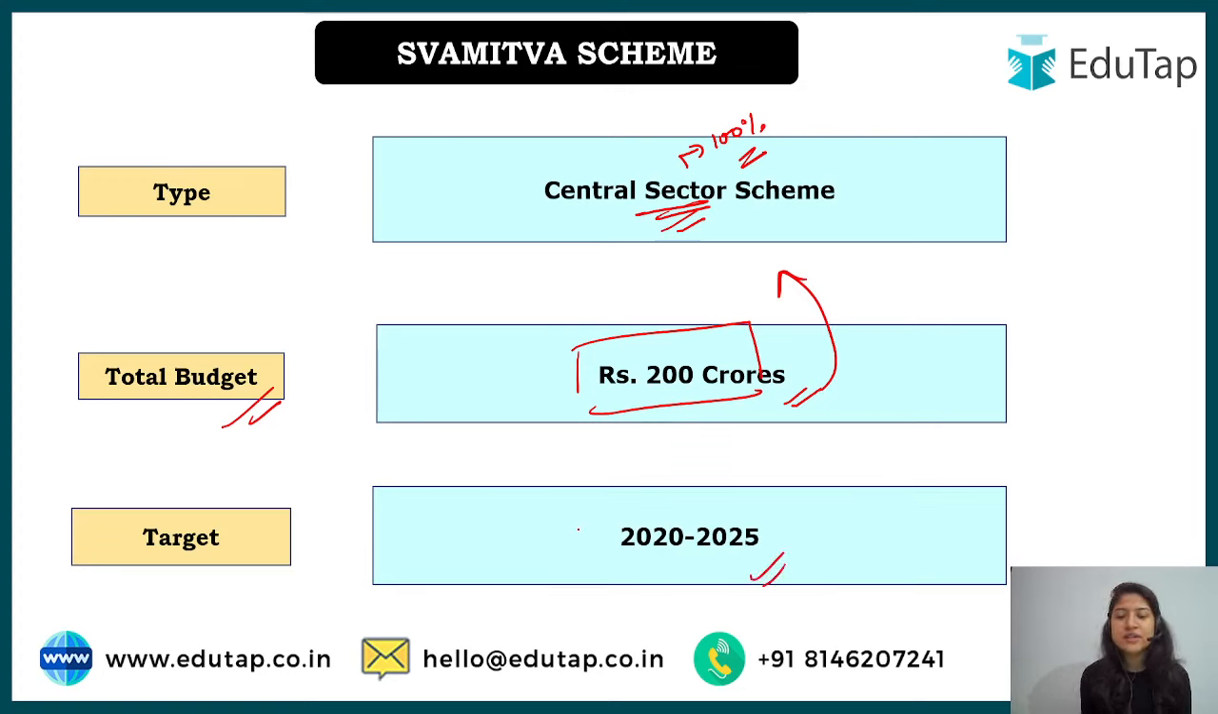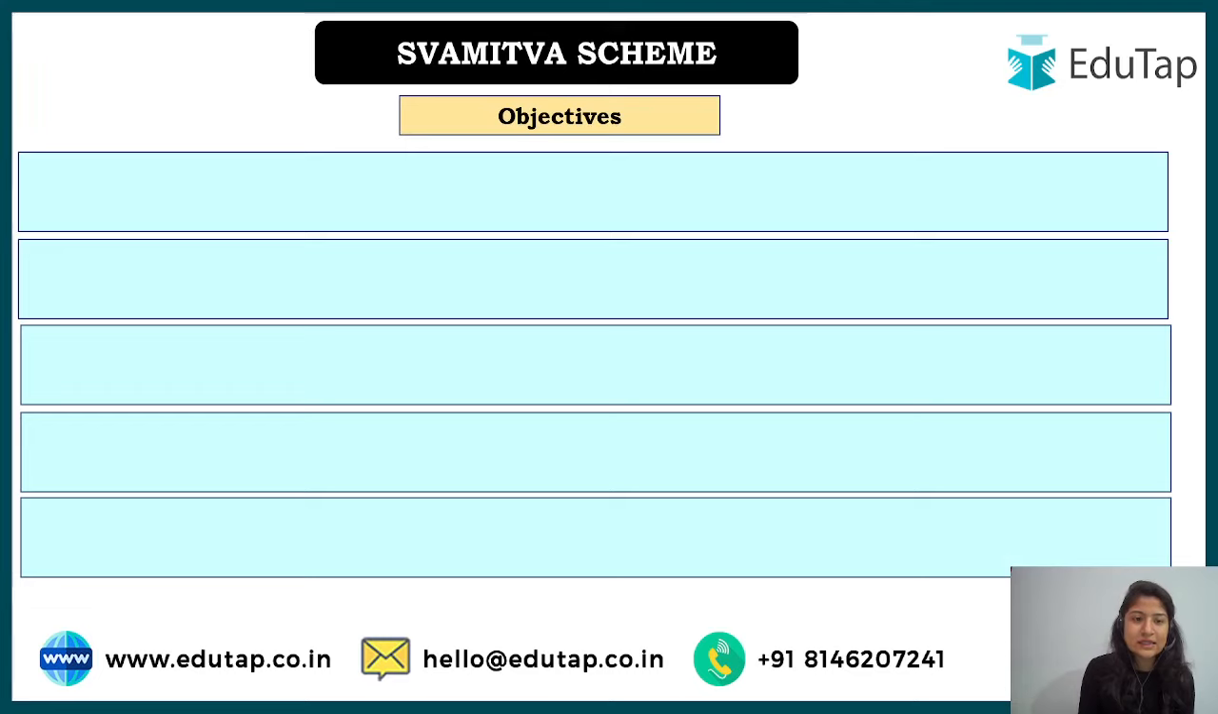Okay, so it has been decided that for 5 years proper mapping and survey will be done and registry of the land will be done. Okay, I hope till now everything is clear. Now let's move to the objectives. So what are the objectives of this?